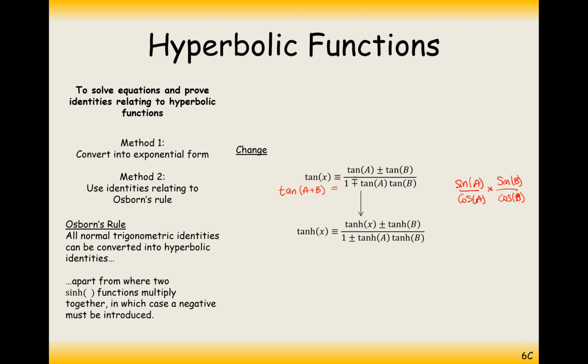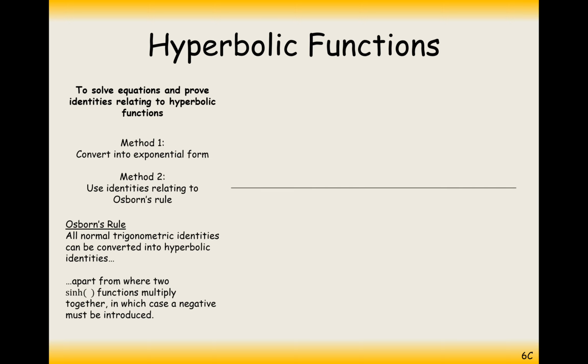You see the change in the minus plus to the plus minus. Tanh A plus B is equal to tanh A plus or minus tanh B over 1 plus or minus tanh A tanh B. So there we are. So that's a kind of a hidden place in which Osborne's rule must still be applied.